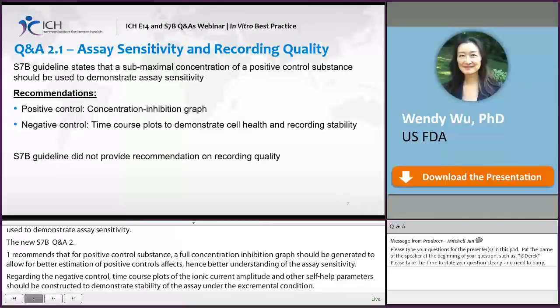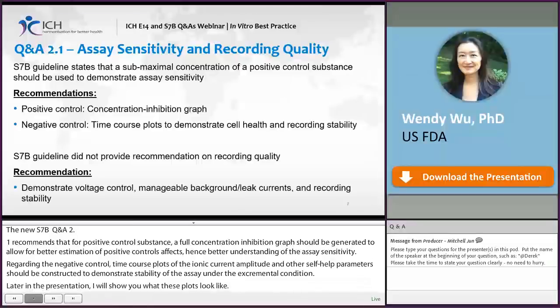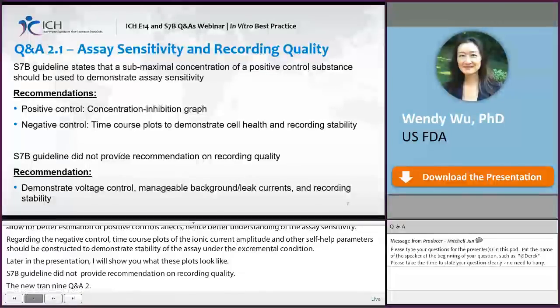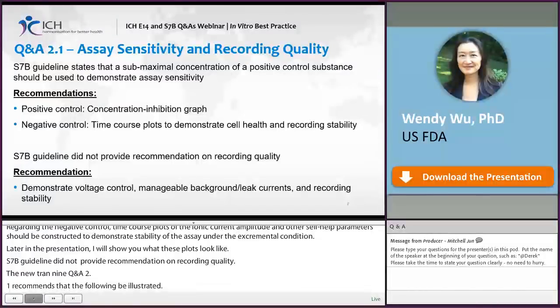S7B guideline did not provide recommendations on recording quality. The new S7B Q&A 2.1 recommends that the following be illustrated: adequate control of membrane voltage, manageable levels of background and leak currents, and stability of the recording.